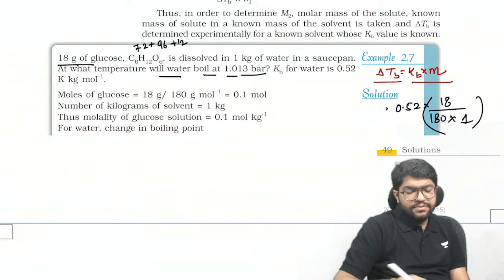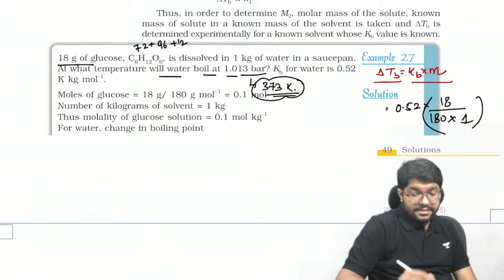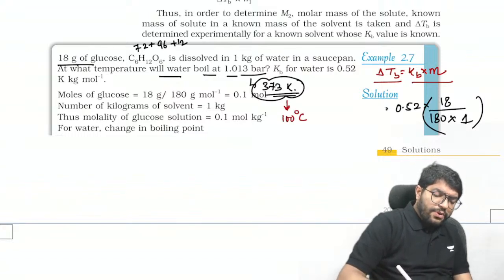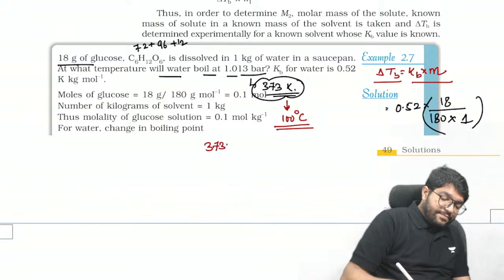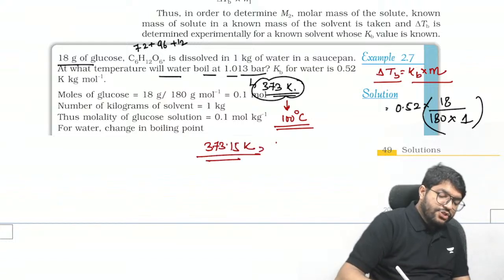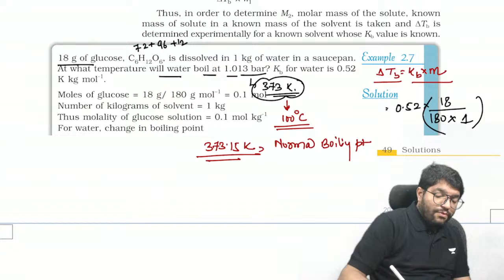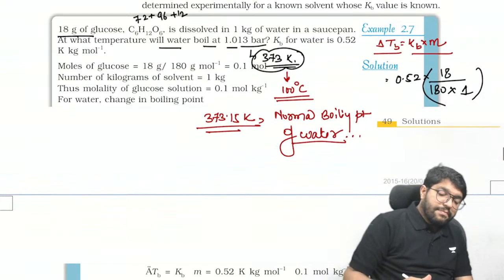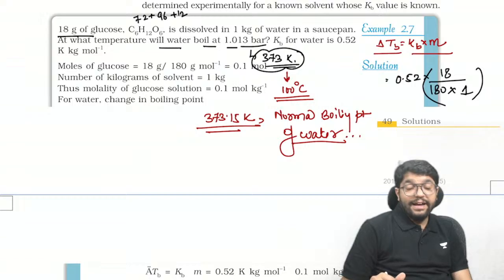At 1.013 bar, your normal pressure, water will boil at 373 Kelvin on normal days. That is 100 degrees Celsius, or you can even call it 373.15 Kelvin. This can also be taken as the normal boiling point of water. Fine, the normal boiling point of water. But then all of us know that delta TB is KB into m. So how do I do it?